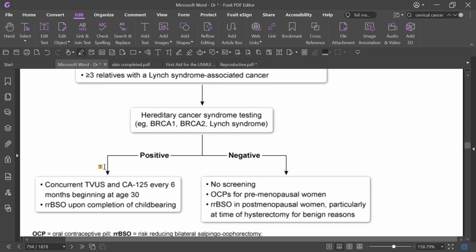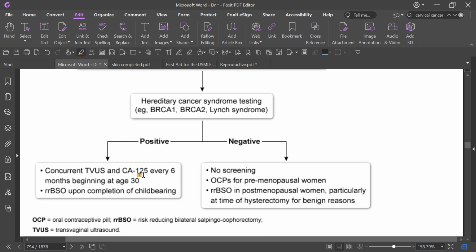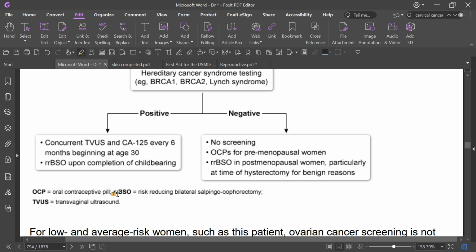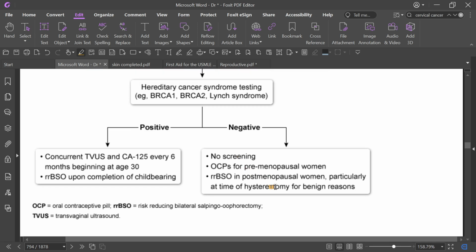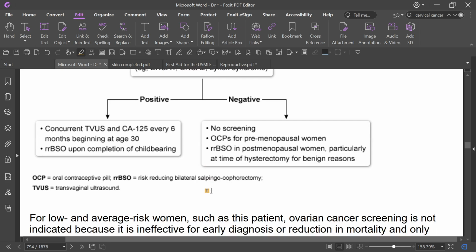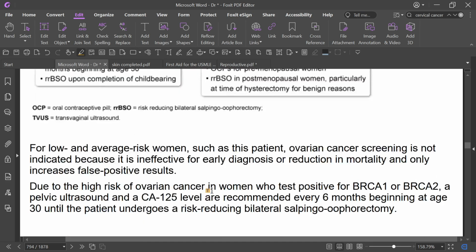If it is positive, then concurrent TVUS, transvaginal ultrasound, and CA125 every 6 months, beginning at age 30. And risk reduction bilateral salpingo-oophorectomy upon completion of childbearing. If negative for hereditary BRCA1 to Lynch, no screening; OCP for premenopausal women. Risk reduction bilateral salpingectomy for postmenopausal women, particularly at the time of hysterectomy for benign results.